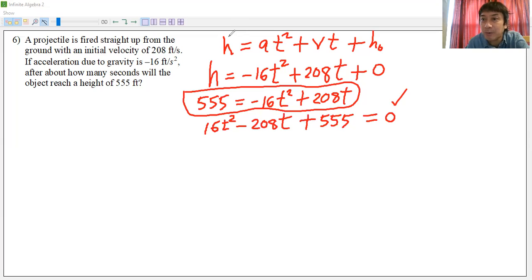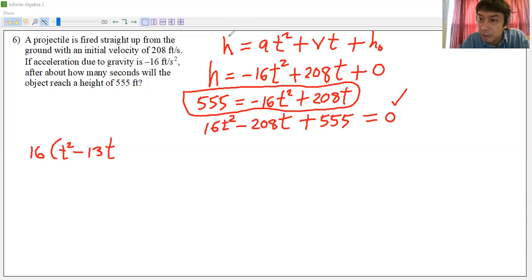We're going to solve this by completing the square. So we already know how to do completing the square. Okay, so we shall begin with factoring the 16. Okay, and we will have t squared, and then you can factor out the 16 from 208, and you will still have 13. Okay, like that.